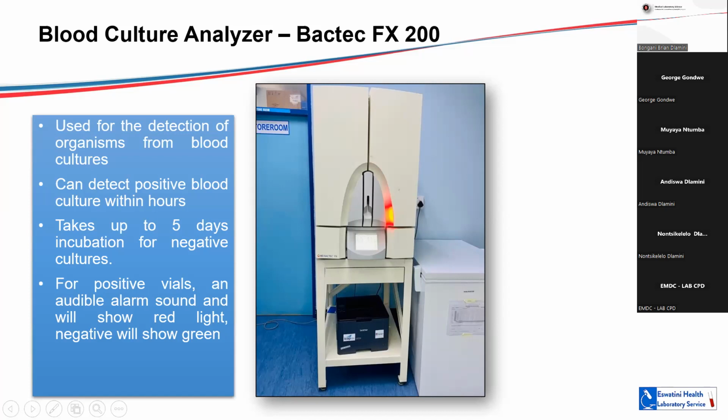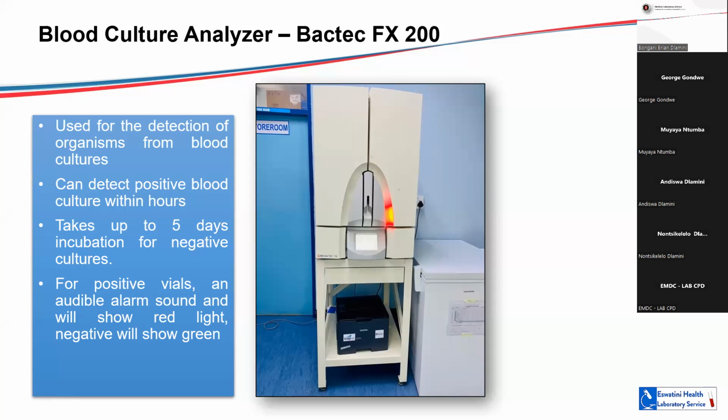For positive vials, you will hear an alarm, which will notify you that there's a positive vial and you need to remove it and subculture onto your testing, depending on your availability, whether you do your biochemical test or use the API strips, which we have spoken about, or you use the automated instruments, which we spoke about. For negatives, it will show a green light and it takes up to 5 days incubation for a negative result.